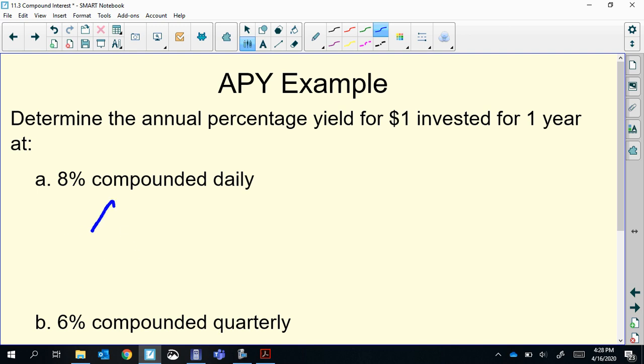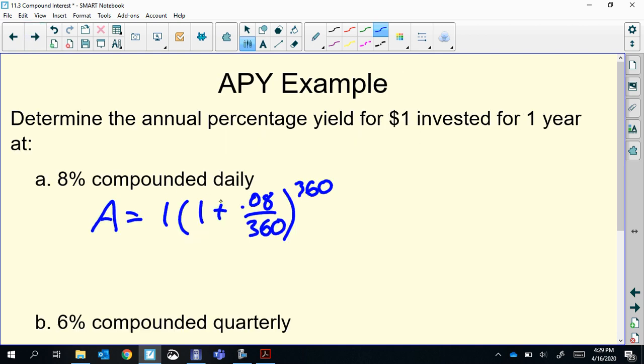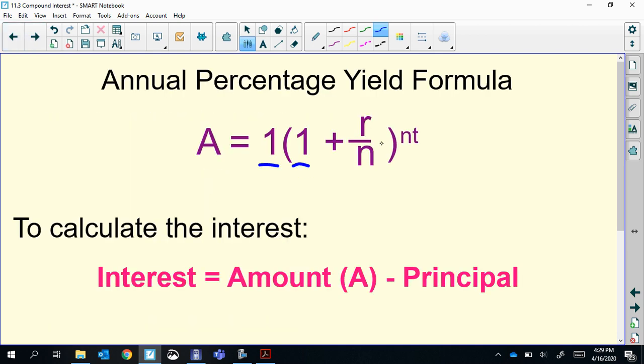8% compounded daily. So we're going to take A equals 1 plus r over n, compounded daily, 360, to the nt. It's 1 year, so 360 times 1. So we're keeping the 1s that are in the formula, we're plugging in 360 for daily, we're plugging in the rate, and we're plugging in 1 for t. That's where all those 1s come from.